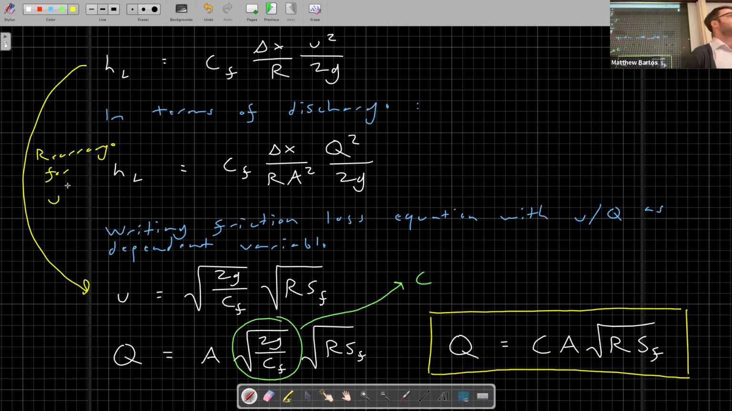Any more questions on our general framework for thinking about frictional losses? Basically, it's going to be some form of this or some form of this, no matter which loss equation we're looking at.